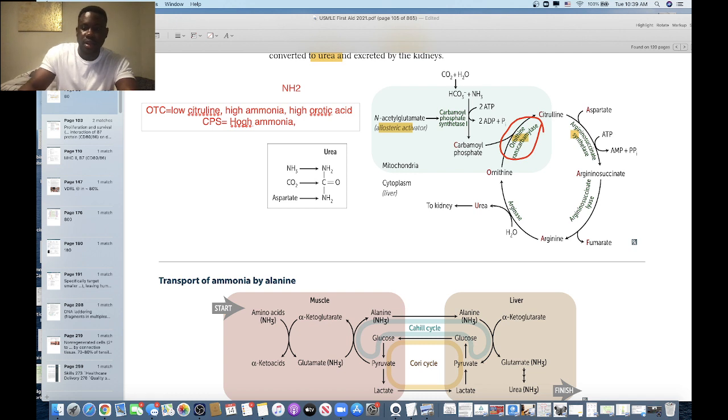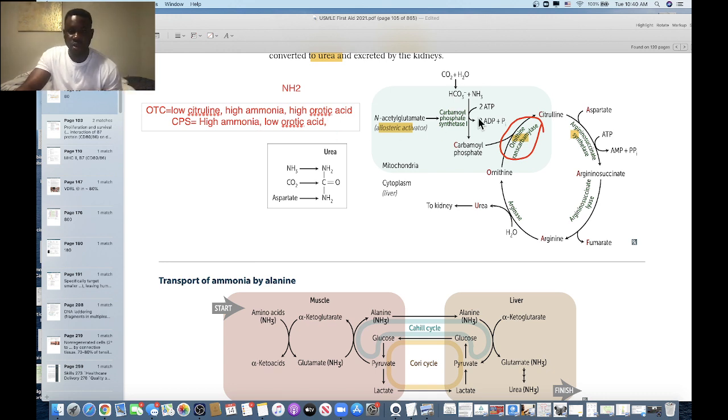Then we again said what? If we have high ammonia, previously I showed you that carbamyl phosphate can be used to make orotic acid. So we'll have low orotic acid. This is how the boards will present the questions to you. They'll give you all these things and tell you, oh, the person has high this, low that, high this, low that. And you have to be able to picture and deduce it.